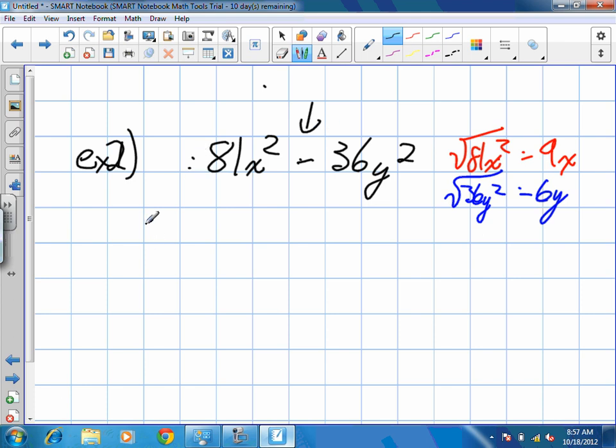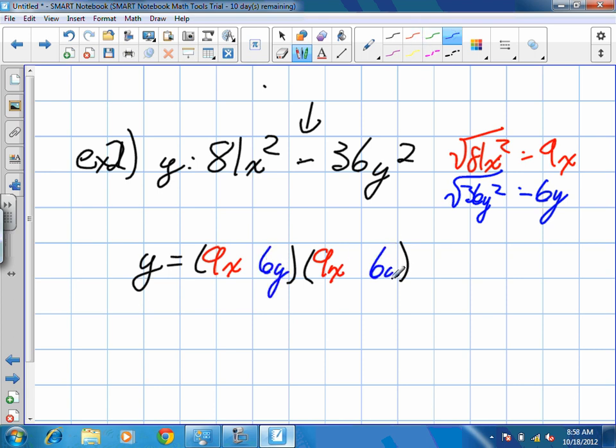Call y equals, in brackets, what is the first term in each? 9x. Second term in each? 6y. Okay, so you notice there's an extra variable there. And what sign goes in both? Positive and a negative. That's it. It's factored. It's a very simple process, today's stuff.